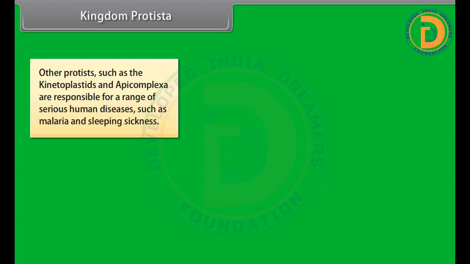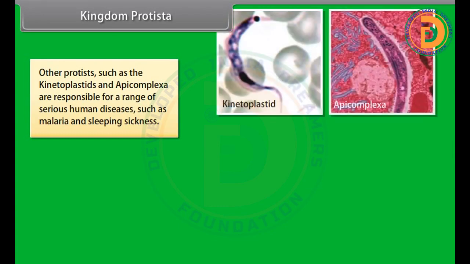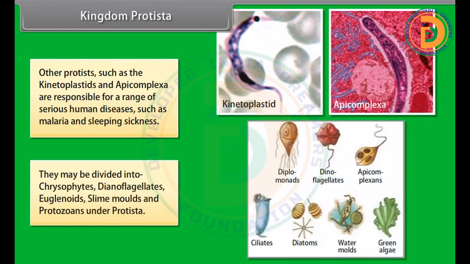Other protists, such as the kinetoplastids and apicomplexa, are responsible for a range of serious human diseases such as malaria and sleeping sickness. They may be divided into chrysophytes, dinoflagellates, euglenoids, slime molds, and protozoans under Protista.